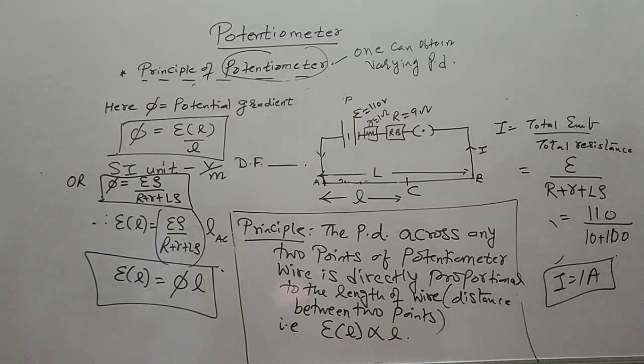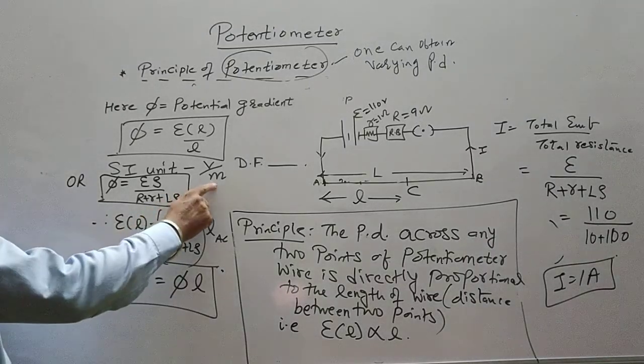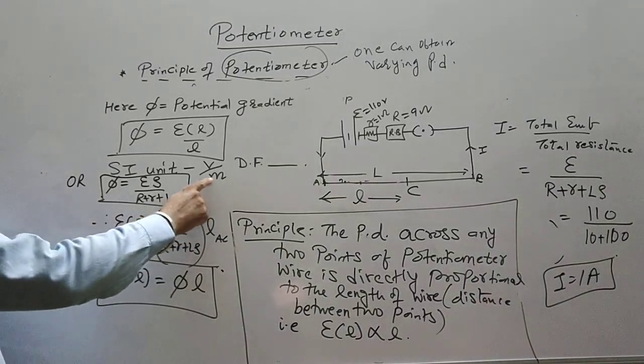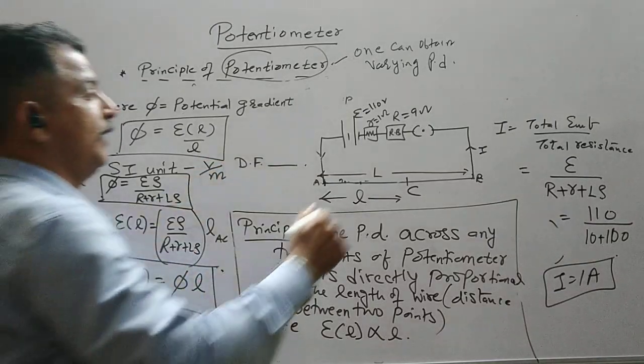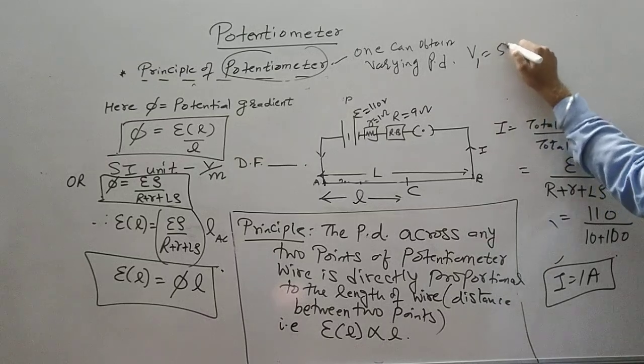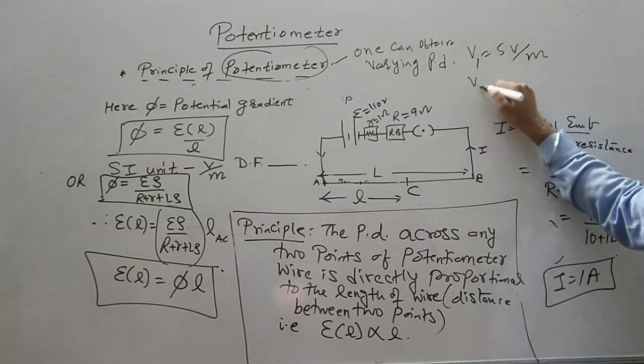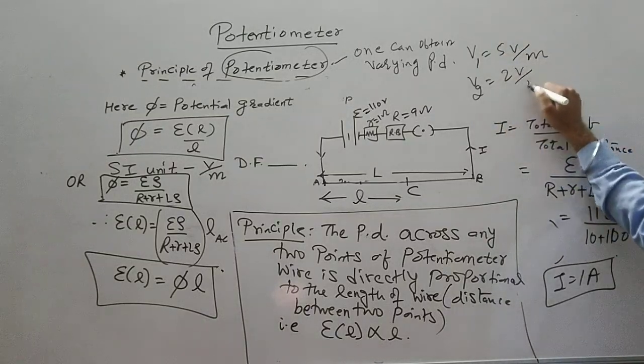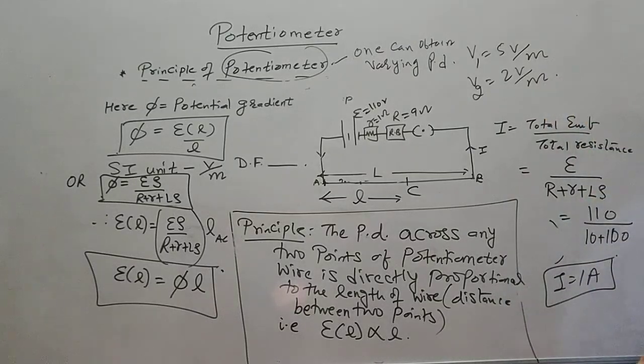Now the sensitivity of the potentiometer. The sensitivity of the potentiometer depends on potential gradient. Now you see this unit. This is volt per meter. So if I write one potentiometer value is 5 volt per meter, and another value is 2 volt per meter, what will happen?